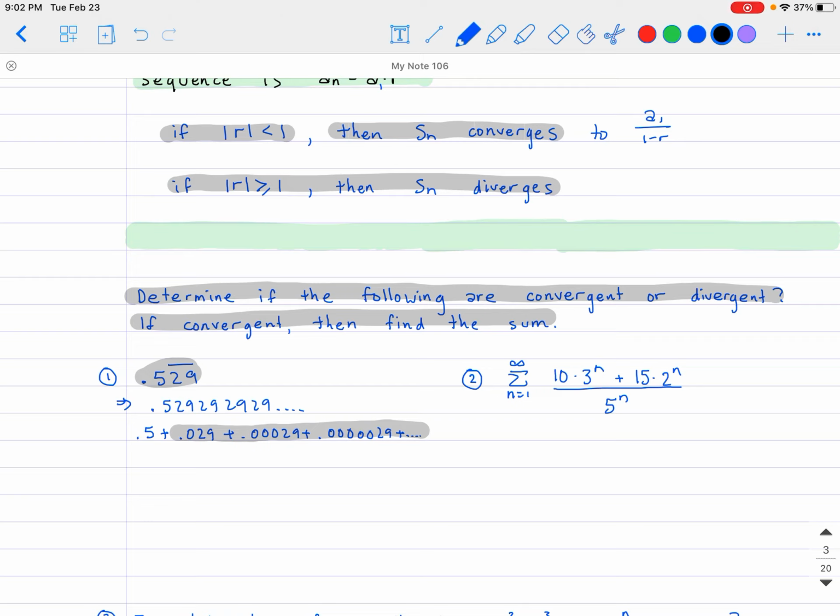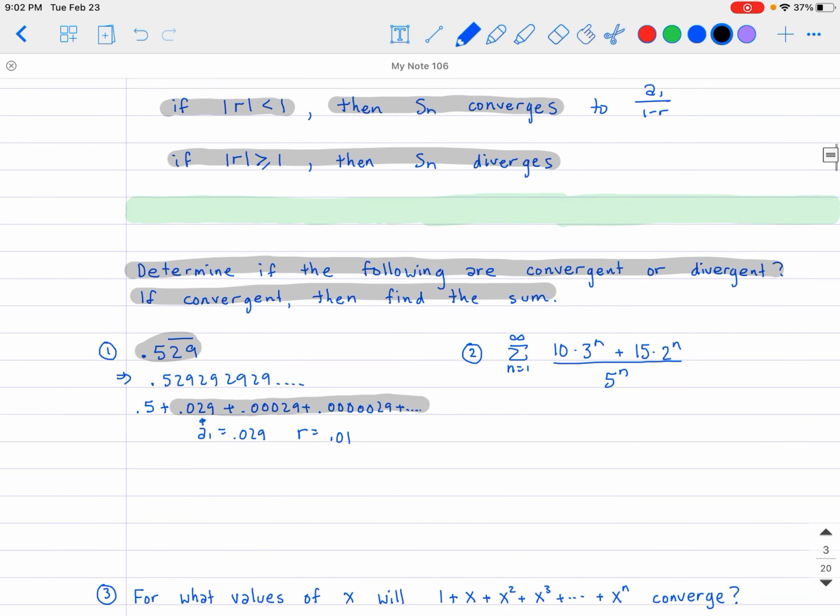Looking at the numerical part that we need, we know that the first term, A of 1, is equal to 0.029, whereas the ratio is 0.01 because you are multiplying by 1 over 100 to get from one term to the next. That satisfies all of our conditions where your ratio is between -1 and 1, and you have an infinite number of terms. So therefore, that is going to be convergent. And in terms of what it converges to, it's going to be the first term, 0.029, divided by 1 minus the ratio, so 1 minus 0.01.